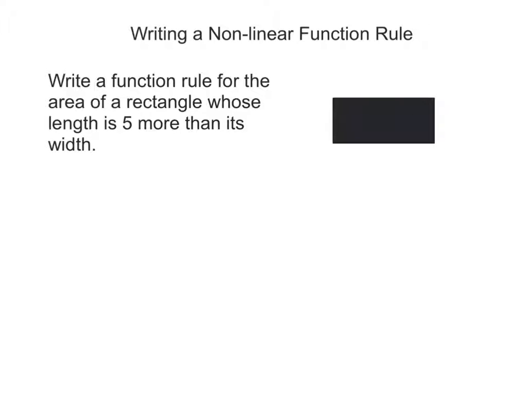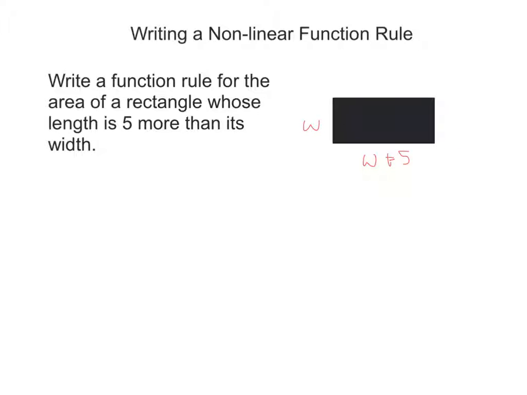So we're going to try writing another function rule, and this one's going to turn out to be nonlinear, but let's take a look at it and see why. So it says, write a function rule for an area of a rectangle whose length is 5 more than its width. So its width, let's say, is W. Therefore, if its length is 5 more than the width, the length is W plus 5.